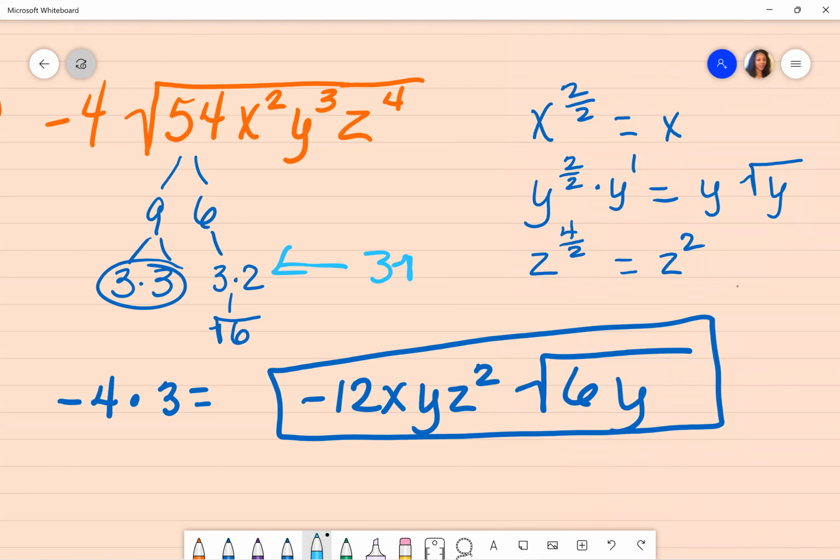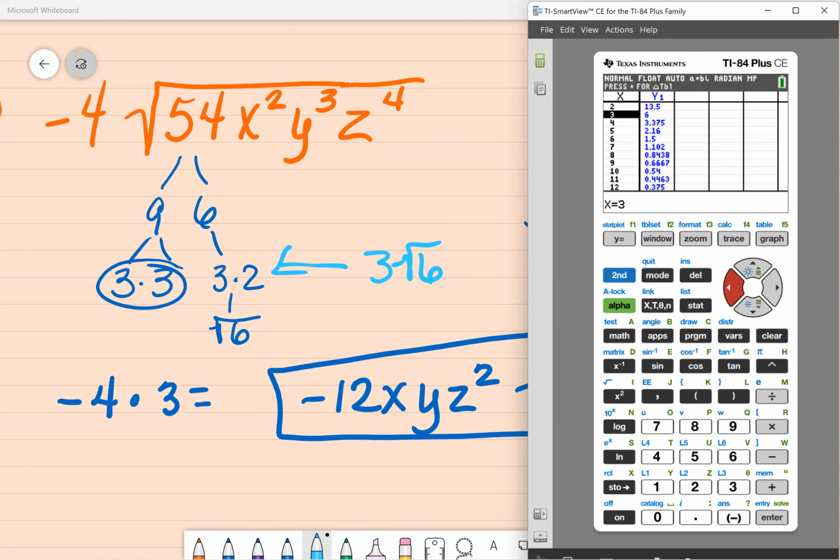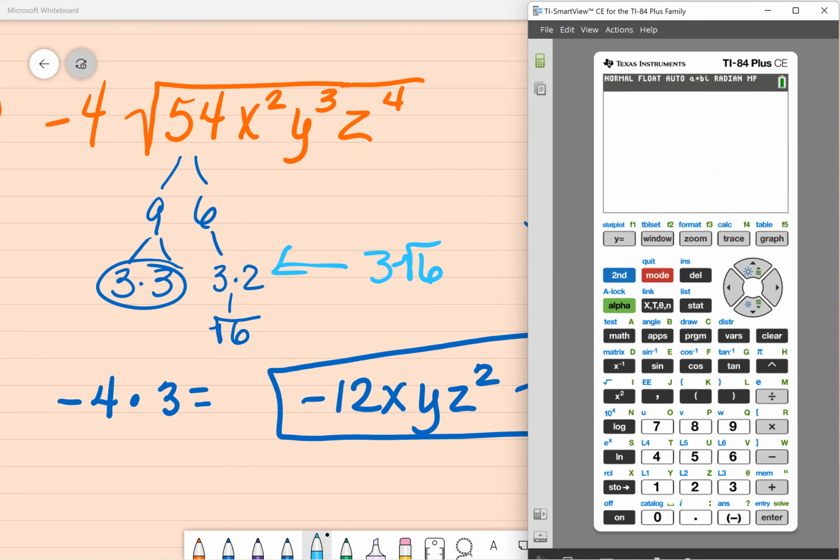We said 3 radical 6, but we had a negative 4 on the outside. So we had to account for that. Our final answer is not going to be 3 radical 6, okay? So keep that in mind. But it is useful using a calculator to know this. So now we're going to go to second quit, and we can do negative 4. Actually, yeah, we could, but I don't want to do it that way. Or do I? Yeah, we're going to do that.